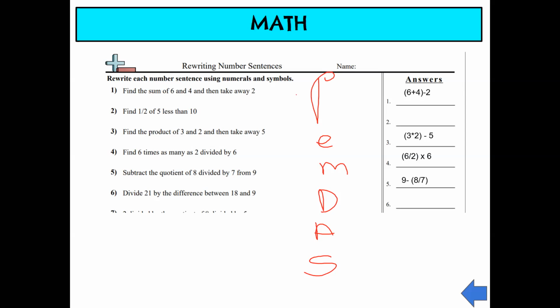All right, and number 6, you want to divide 21 by the difference between 18 and 9. So we need to find out what the difference between 18 and 9 is, so I can then say 21 divided by parentheses 18 minus 9, close parentheses.